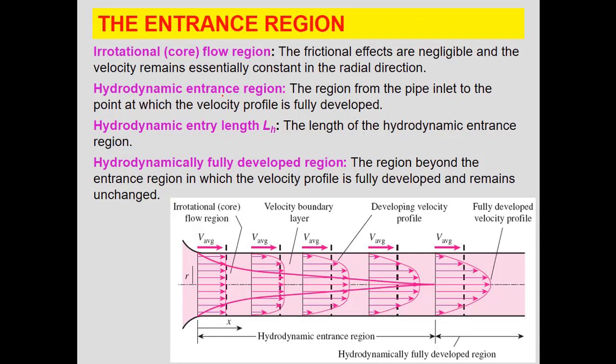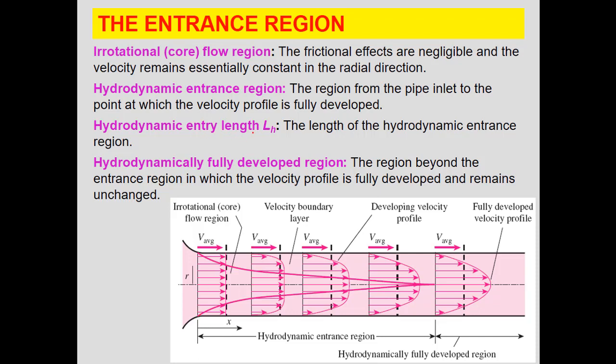Then hydrodynamic entrance region, the region from the pipe inlet to the point at which the velocity profile is fully developed. This part, from the entrance to this part, where the velocity is fully developed. After this hydrodynamic entrance region, the velocity profile doesn't change. From this point, the profile of the velocity will be like this. But up to here it is changing to reach this. You can see this also shows the velocity.